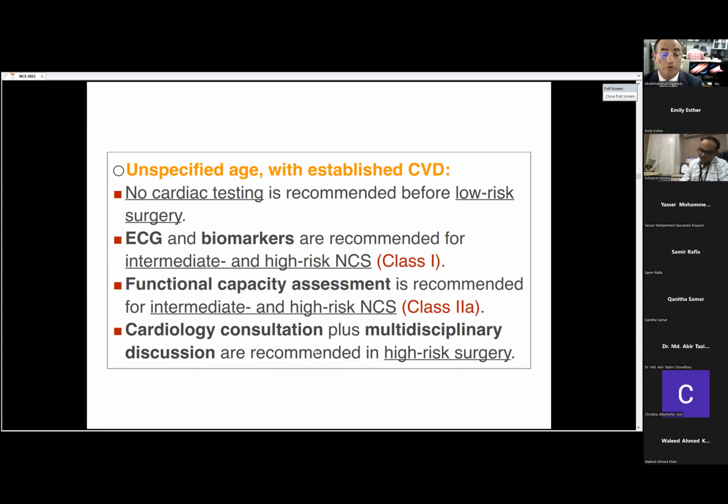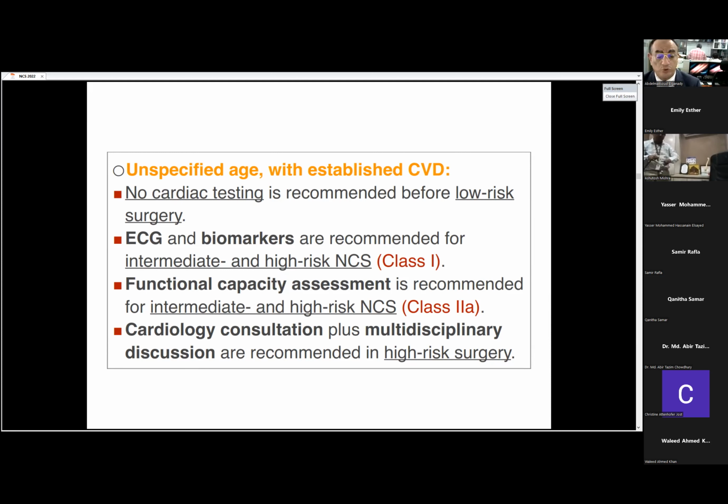The last group of patients: you have a referral from any surgical department, with any age, but this patient has established cardiovascular disease. Here, in this situation, no cardiac testing is again recommended for low-risk non-cardiac surgery. ECG and cardiac biomarkers are indicated, class 1 indication, level of evidence A, if there is moderate to high-risk non-cardiac surgery.